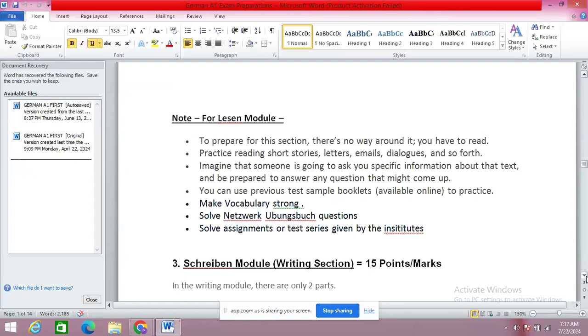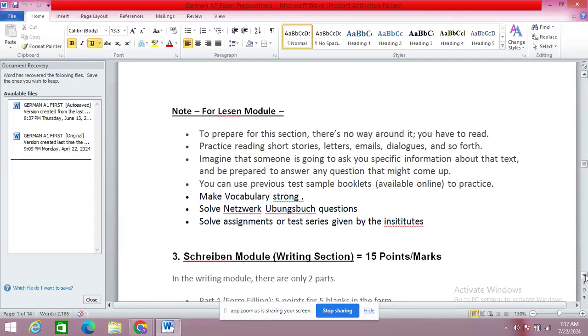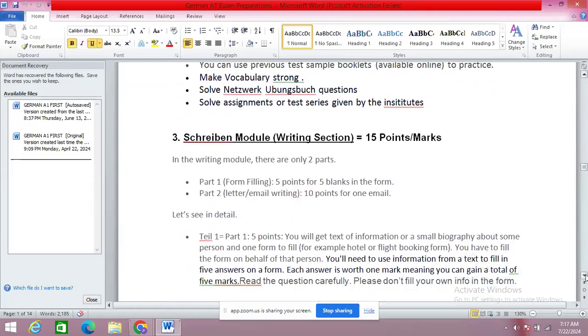Then for Lesen, vocabulary is the most important thing. Then the Übungsbuch questions are important, and institutes provide maximum assignments to solve for the Lesen module. That is very, very important, and you should definitely solve them. By practicing these simple steps, you will be able to solve your Lesen module.